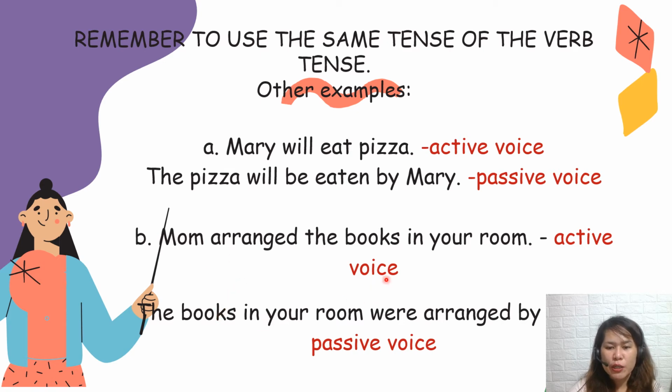Let's have another example. Mom arranged the books in your room. This is active voice. Subject, action word, and then the receiver of the action or the object. I-change natin yan into passive. Ang mangyayari, ang receiver, ang magiging subject ay yung receiver ng action. Ayan, yung books. 'Di ba?